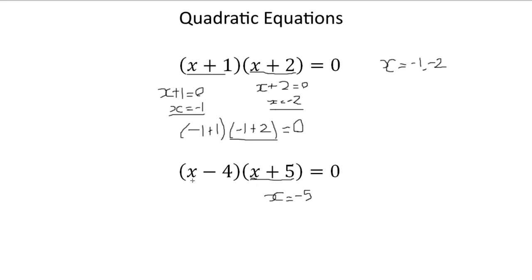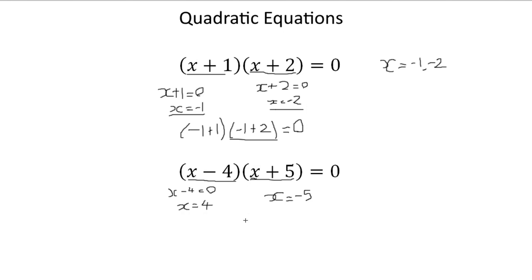Now what about this one here? x minus 4. Okay, so we're going to quickly do the same method here. x minus 4 is equal to 0. Remember, we have to make the entire bracket equal to 0. Now, to solve this again, we just bring the 4 to the other side, but now we have a positive. x is equal to 4.